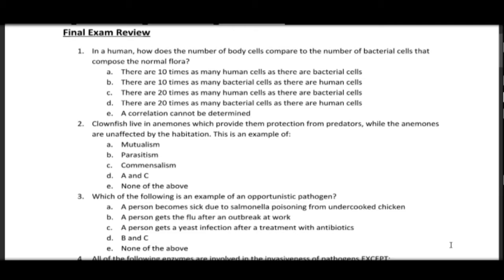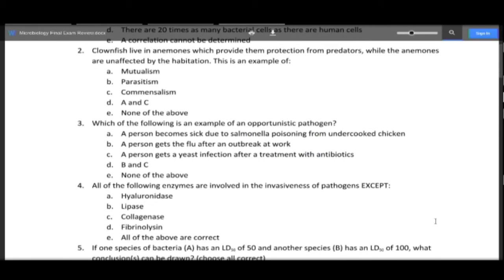Number 3 says, which of the following is an example of an opportunistic pathogen? So an opportunistic pathogen is going to probably not hurt the host right away, but when they have a chance, when the guard is taken down, they're able to then attack and be seen as a pathogen in that case. So that's kind of opportunistic pathogen. They find the opportunity and then they seize it.